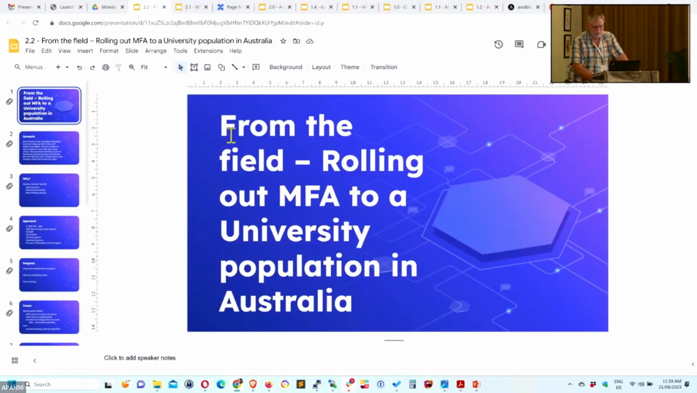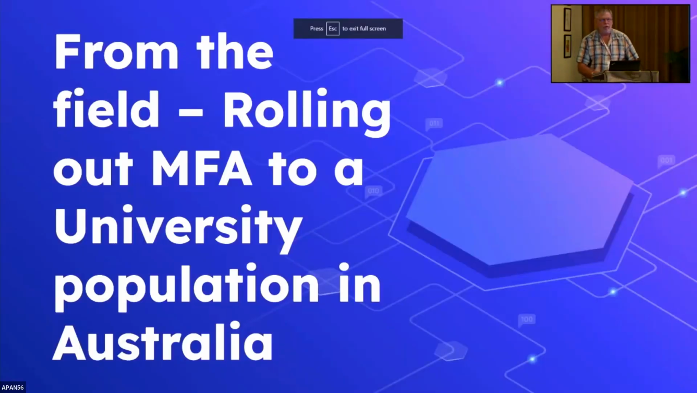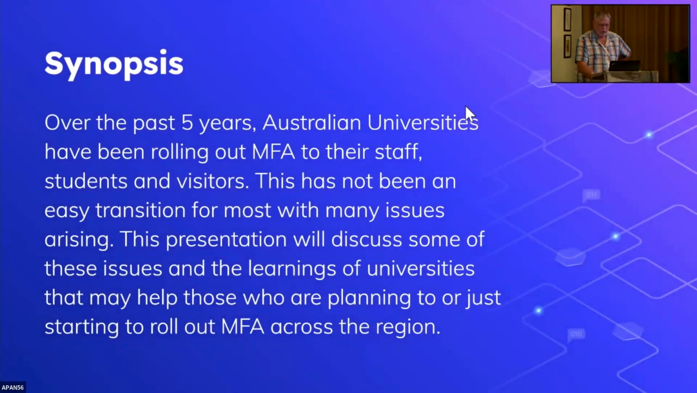So this is a bit of a summary of what's happened in Australia over the past 5 years of rolling out multi-factor authentication to universities, populations in Australia. And it's been interesting to watch from the sideline, and I'm glad I'm not in the universities trying to do this, because it's been a challenge for them just to get multi-factor turned on for their staff and students. So over the past 5 years, rolling out has not been an easy transition, many issues, and we'll discuss some of those here.